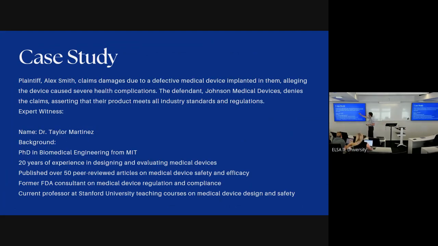Here's the person, Dr. Taylor Martinez, okay? A PhD in biomedical engineering from MIT. They have 20 years of experience in designing and evaluating medical devices. They've published 50 peer-reviewed articles on medical device safety. They are a former FDA consultant on medical device regulation, and they're a current professor at Stanford University teaching courses on medical device design and safety. So that's the resume. Maybe snap a picture so you can reference it.